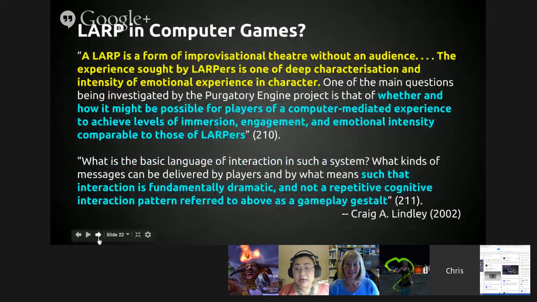Okay, I think you guys might be excited about this one. Lindley LARPed. So I'll read this a little bit. I know it's a lot of text, but this is what we mean by in-depth, close reading, because of the reader response thing, right?